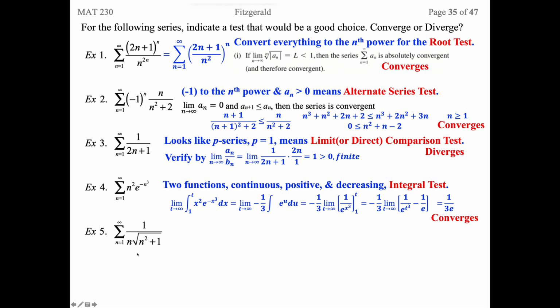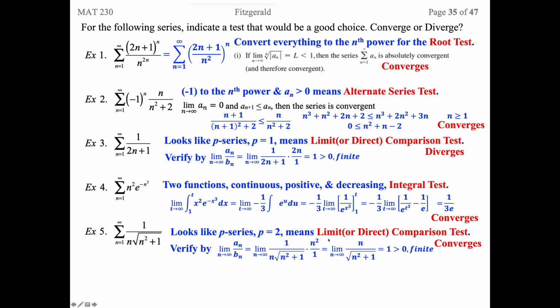This one here, I see n to the power. So again, I'm thinking p-series, n to the first, get rid of the plus 1. I see another n to the first, so that's n squared. So my power is 2, and that's going to be what I'm going to compare it to. If p is equal to 2, that's greater than 1, so it converges.